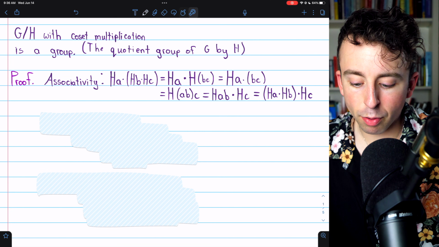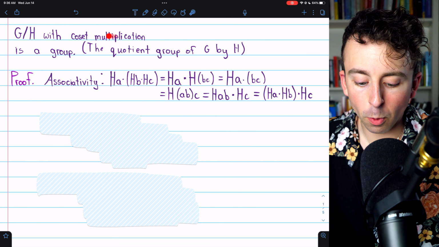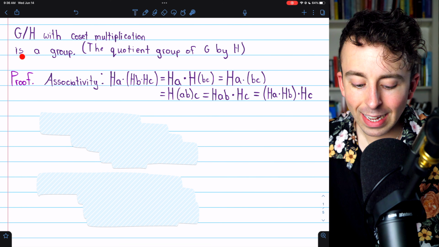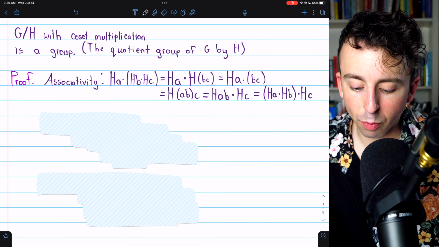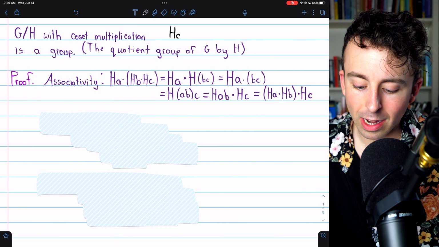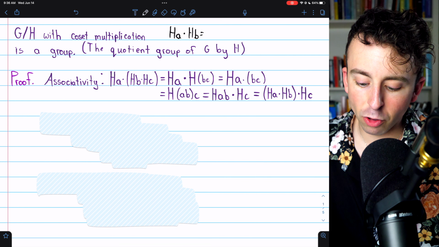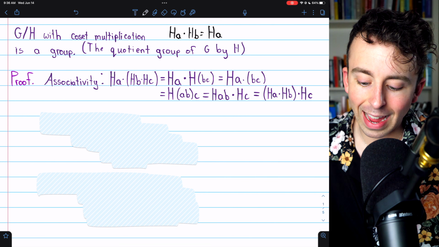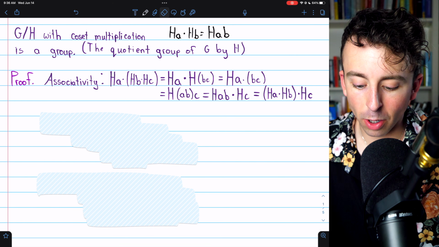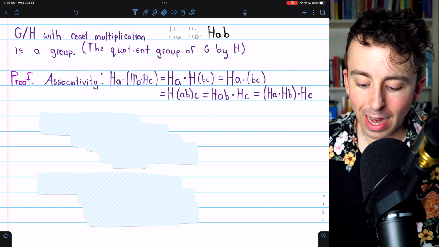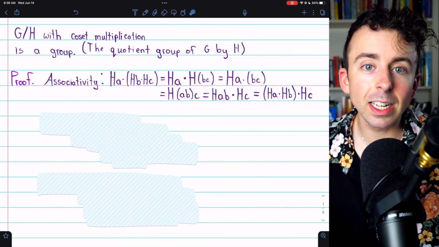Let's begin by proving this set of cosets of H in G with the operation of coset multiplication is a group. First, it's obviously closed because if we take any two cosets of H, HA and HB, and multiply them together, by definition of coset multiplication, we just get another coset of H, HAB. So indeed it's closed. Let's move on to the main three properties of groups, which are associativity, identity, and inverses.